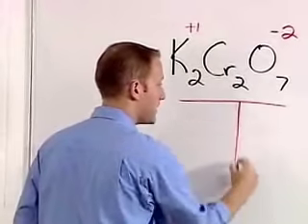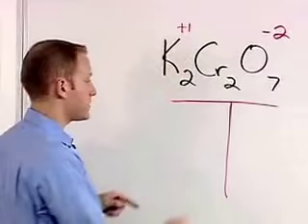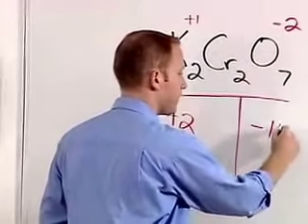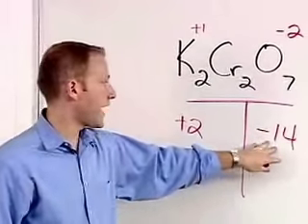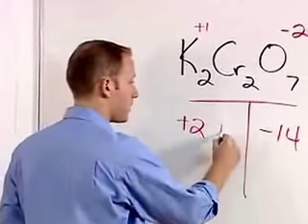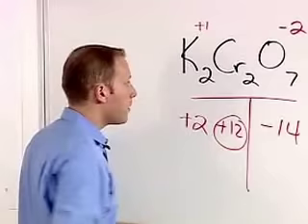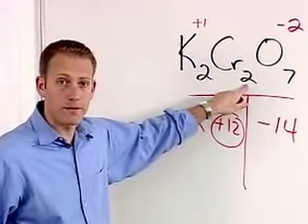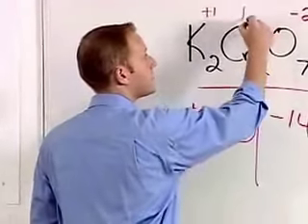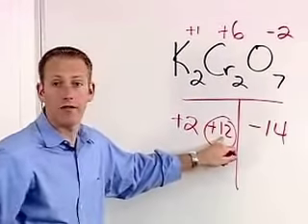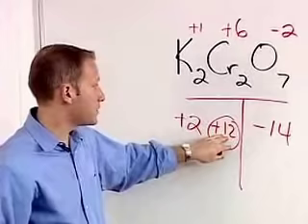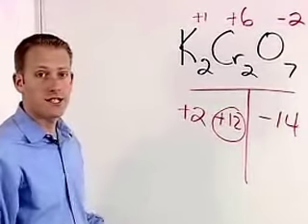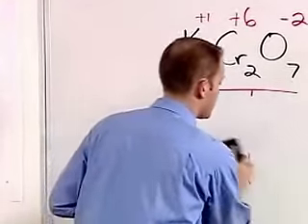Regents-Tudor method, draw the T. 2 times +1 is +2. 7 times -2 is -14. We need positives to equal negatives. We need +12 here. But there are 2 chromiums. Since there are 2 chromiums, this is +6 to equal 12. Because we want the total to be 12, each chromium has an oxidation number of +6. And that's how you assign oxidation numbers.